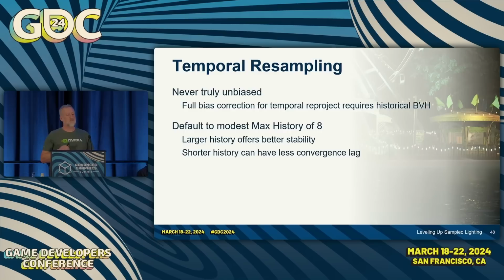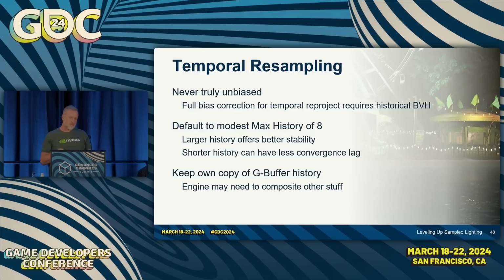Additionally, we default to this modest max history of 8. And this max history is sort of capping out the importance of samples based on how many times they've been reused. A larger history means more stability. A shorter history means that we can have less temporal lag on, say, a disocclusion for a shadow or something like that. Sometimes our artists want to turn it down even lower than 8. It depends on what they're doing in the scene. And then it's important to possibly keep your own copy of a G-buffer history depending on how your engine operates.